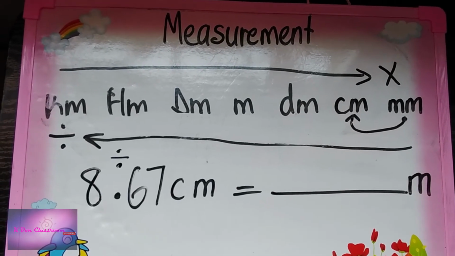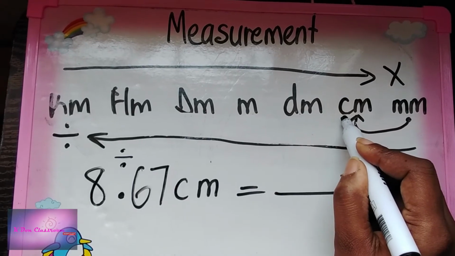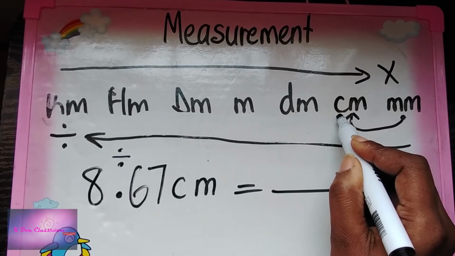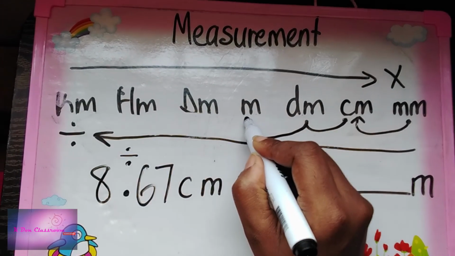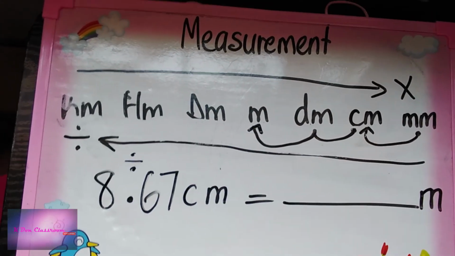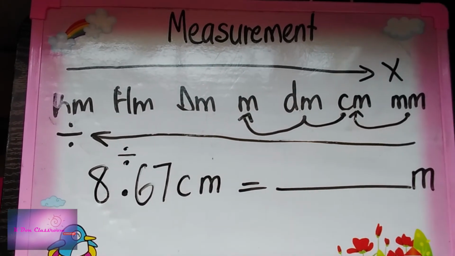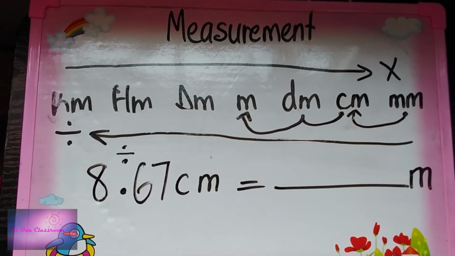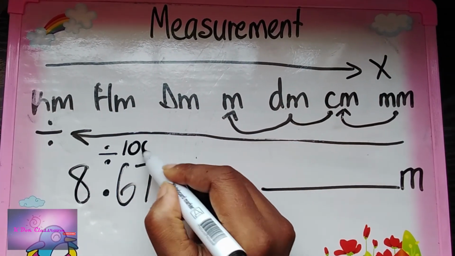What will we divide by? Let us start out here at centimeters and see how many times we're going to jump. We're going to go 1 and then 2. So we jumped 2 spaces to get to meters. Which powers of 10 has 2 zeros in it? 100. And so we're going to divide by 100.